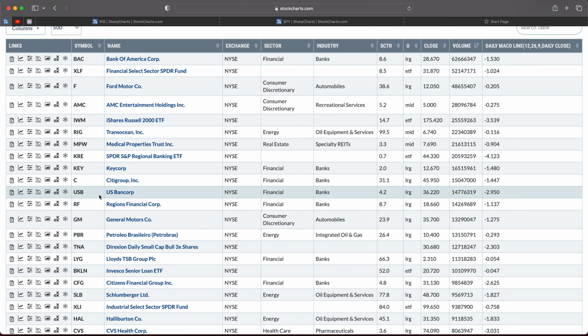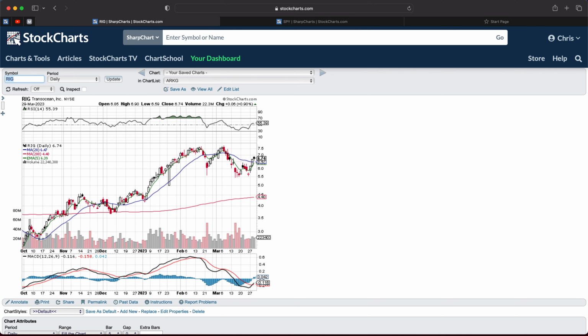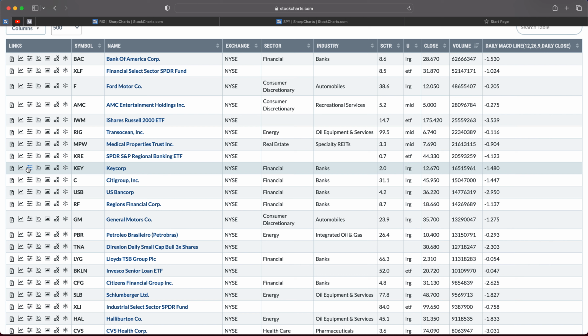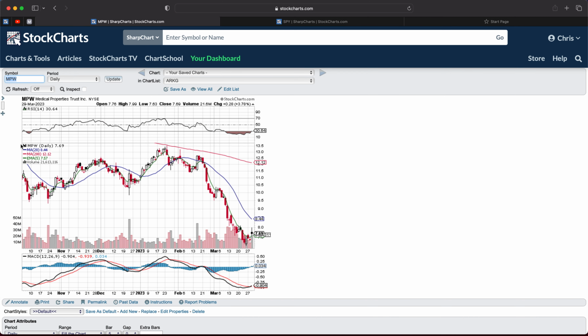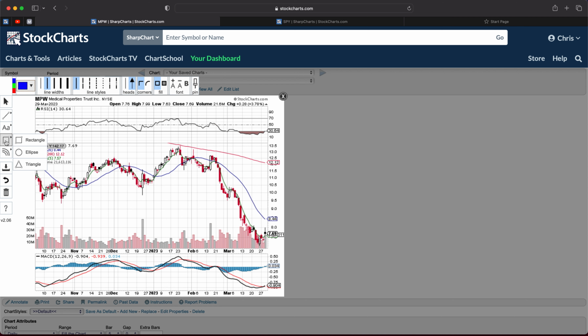You can get so used to looking at charts that you can just click this. Nope. Let's go look at MPW. Cool. I need to be adding here. This is an investment that I have and that I've been making. I'll be adding to this, right?